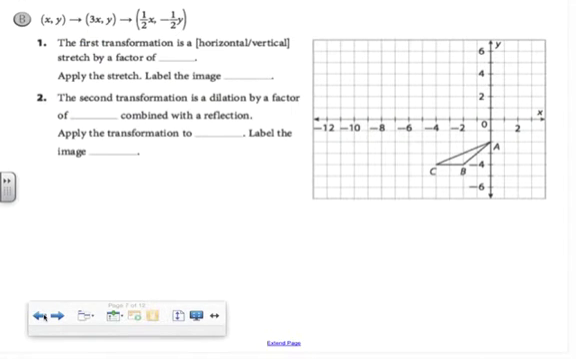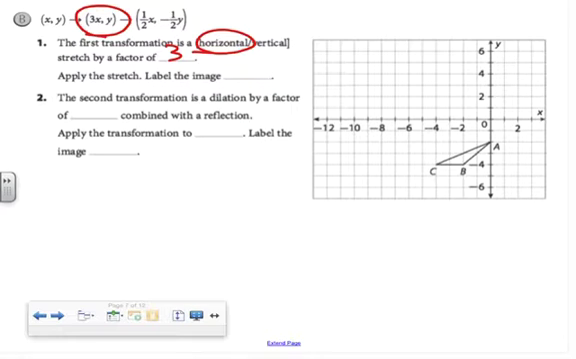So let's do one like that. The first transformation is they want us to figure out whether it's a horizontal or vertical stretch by a factor of, and there's a number that they want. So notice what the first transformation is that we're doing. We're multiplying all of our x coordinates by 3 and we're leaving our y coordinates alone. So since it's our x coordinates that we're multiplying and x is a horizontal distinction, it's a horizontal stretch by a factor of 3. So let's apply that stretch.